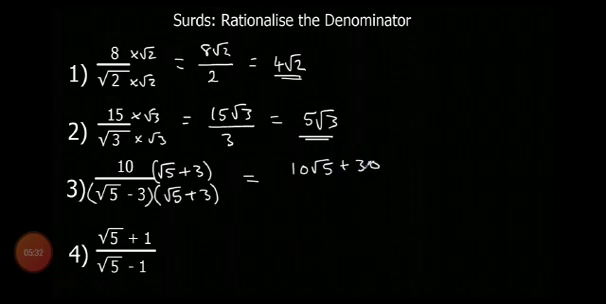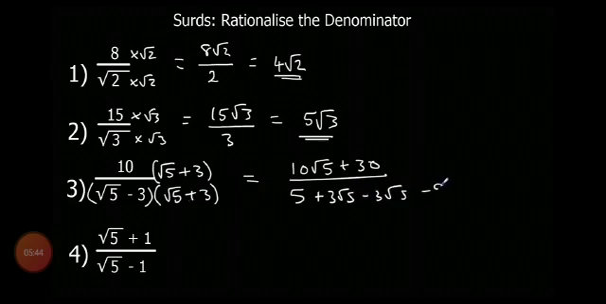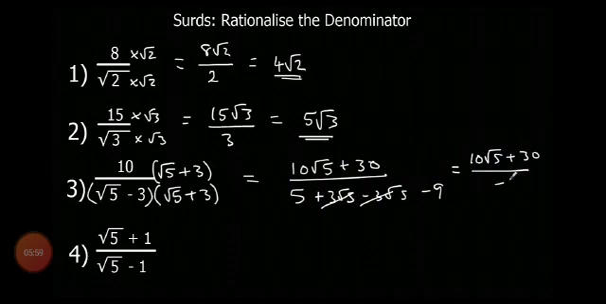10 into under root 5 plus 10 into 3, 30 in denominator. If we want to multiply them by using identity, then 5 whole square minus 3 whole square. And if we solve by simple multiplication, then the middle term will always be removed, because both terms are the same and their signs are different. 5 minus 9 is equal to negative 4. Negative 4 is the denominator for this question.